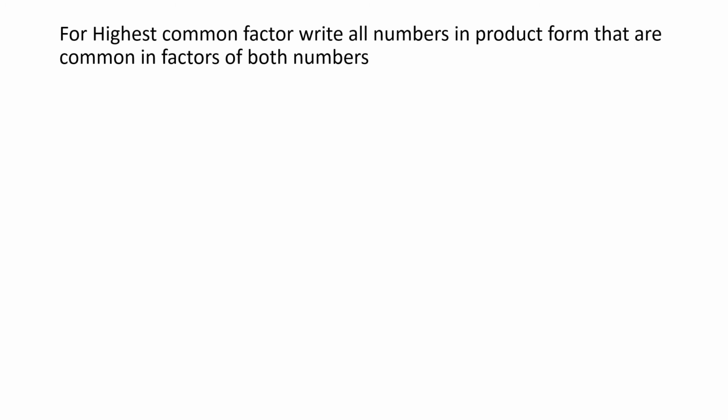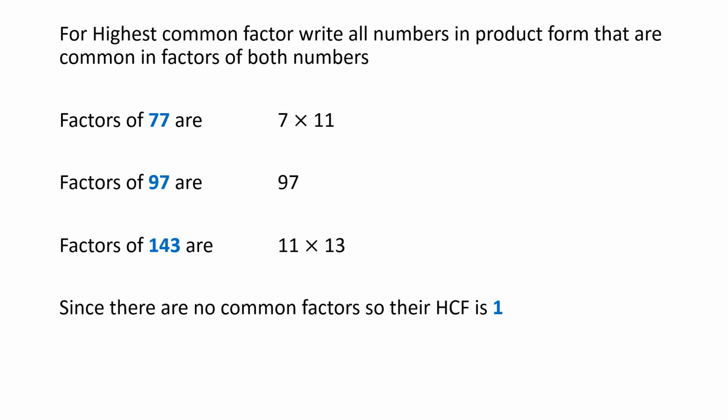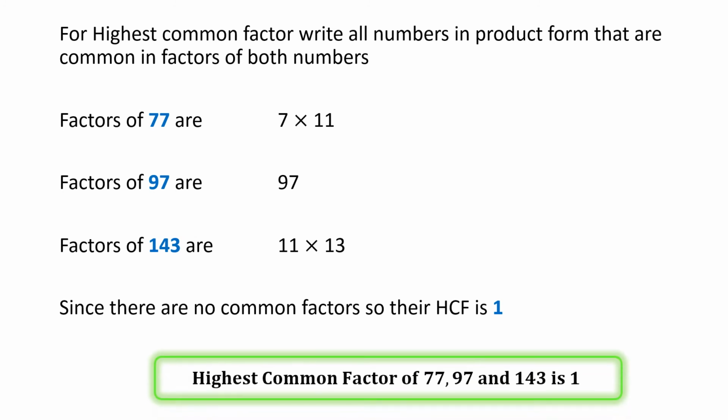For the highest common factor, write all numbers in product form that are common in the factors of the numbers. Factors of 77 are 7 and 11. Since 97 is a prime number, it has exactly two factors, one and itself only. Factors of 143 are 11 and 13. Since there are no common factors, their common factor is 1, because 1 is a factor of all numbers. Therefore, the highest common factor of 77, 97, and 143 is 1.